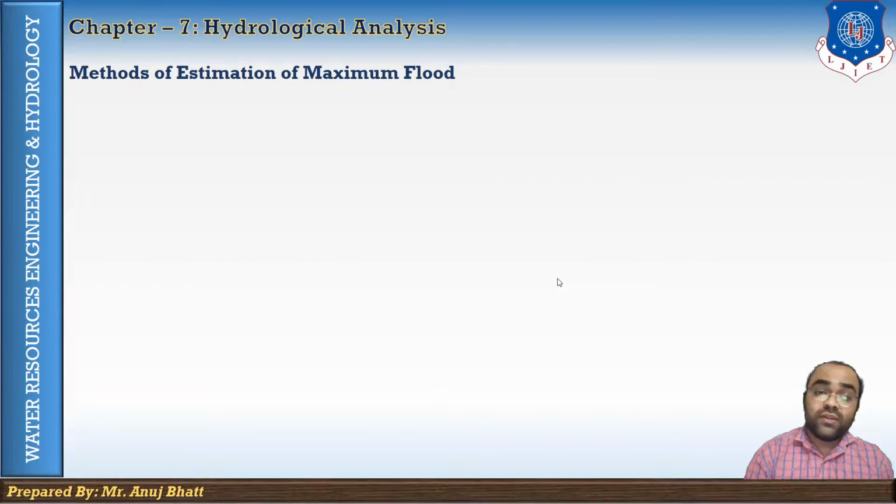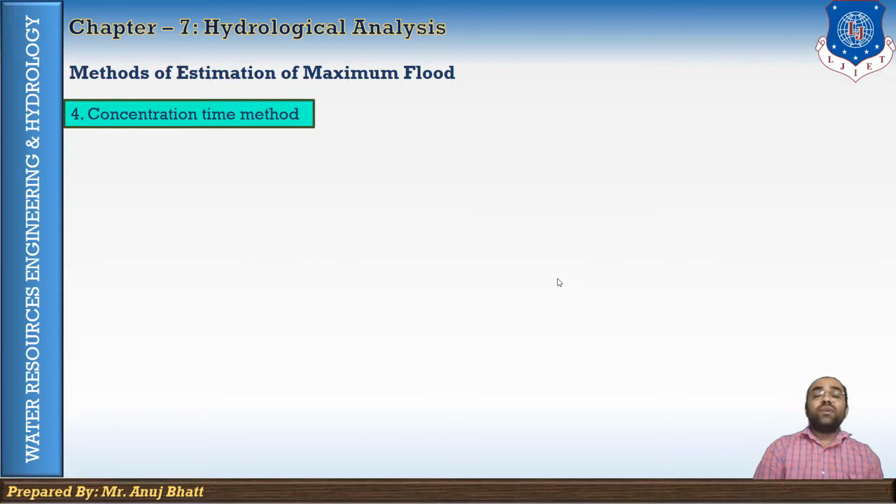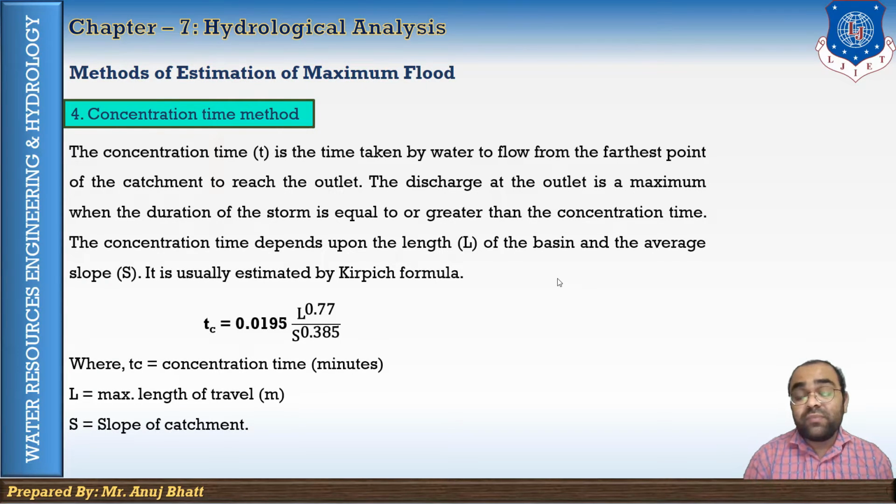The fourth one is the concentration time method. The concentration time is the time taken by the water to flow from the farthest point of the catchment to reach the outlet, while the discharge at the outlet is a maximum when the duration of the storm is equal to or greater than the concentration time. The concentration time depends upon the length of the basin. It depends upon the average shape.